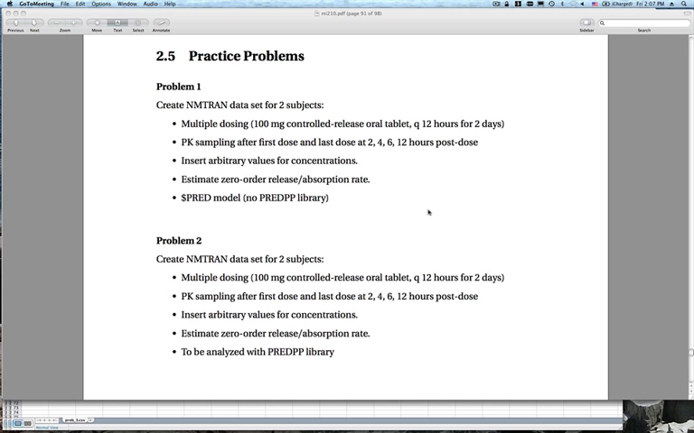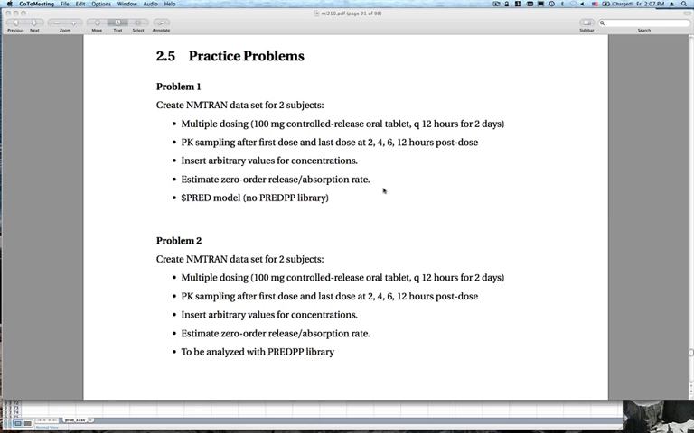Insert arbitrary values for concentration. Estimate the zero order rate, whatever it is, rate of release or absorption. It's the net rate that we're going to see. And then set this up for a PRED model or a PredPP model. So I'll show you what those look like for either case.